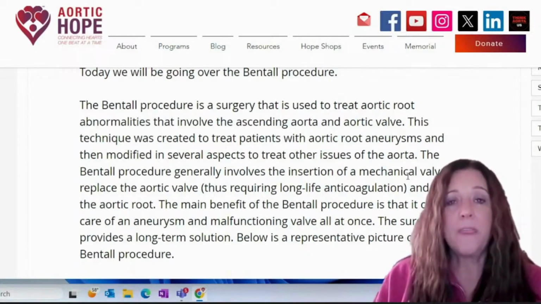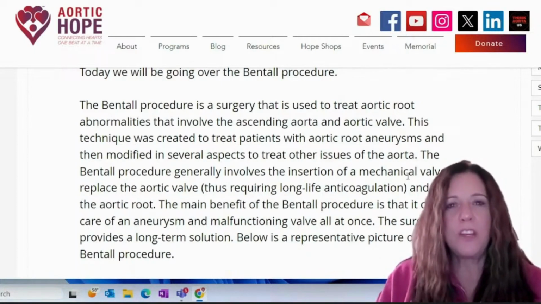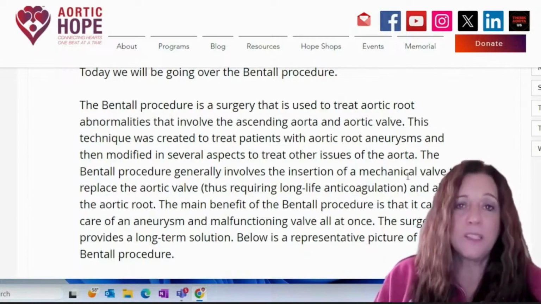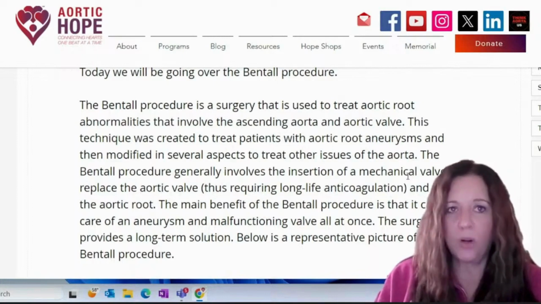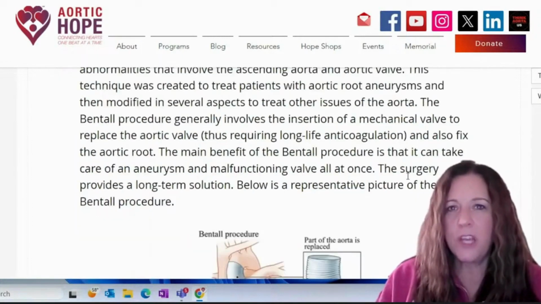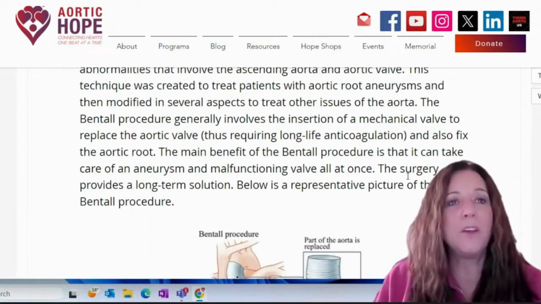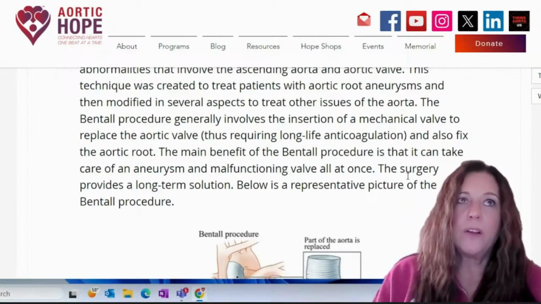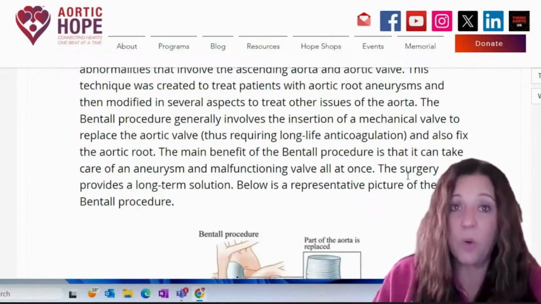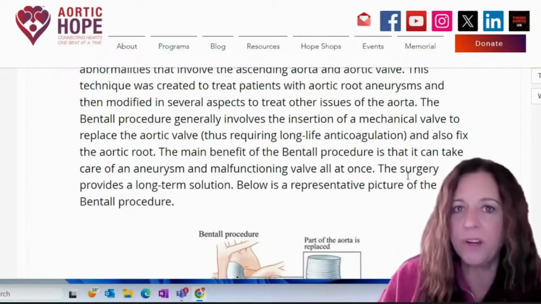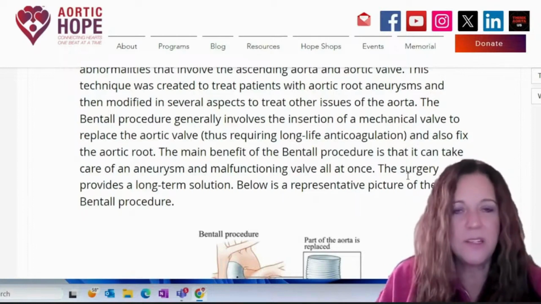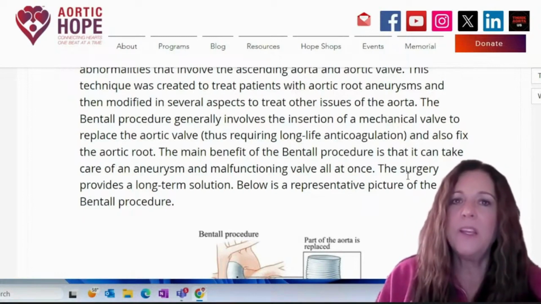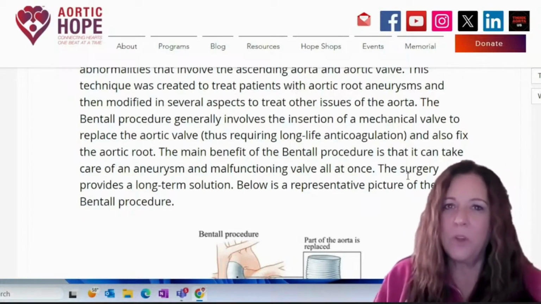But this technique, the Bentel technique, was actually created to treat patients with aortic root aneurysms and then modified in several aspects to treat other issues of the aorta. So the Bentel procedure generally involves the insertion of a mechanical valve to replace the aortic valve. Okay, and this would require you to be on lifelong anticoagulation like Coumadin, like warfarin, not like Plavix, different type of drug, not Eliquis, different type of drug. Typically, it's going to be warfarin and I believe Coumadin.